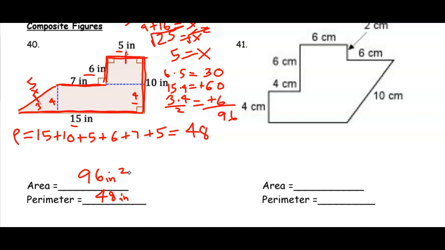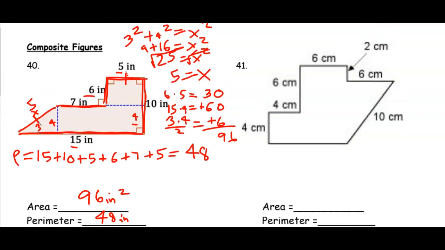Okay, on 41. We're thinking of this as 2 rectangles and a triangle. So this is 4, this is 6. So all the way up and down, this is going to be 10. If this little piece is 2, then this is going to be 8. 10 minus 2 is 8. All right, and then this bottom part, 4 plus 6, this bottom part is 10.